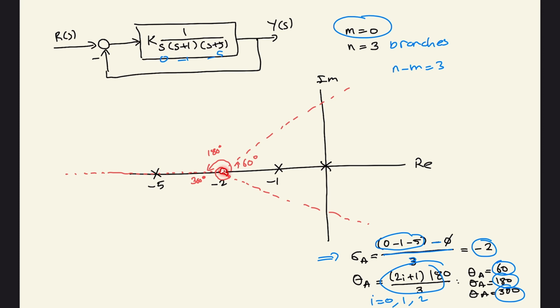So these asymptotes are basically originated at minus 2. Here it is. One of them is 60 degrees like this. The other one is 180 degrees. And the last one is 300 degrees. So if you sketch, starting from here, root locus exists between here and there, and skipping the second gap, and here and there.